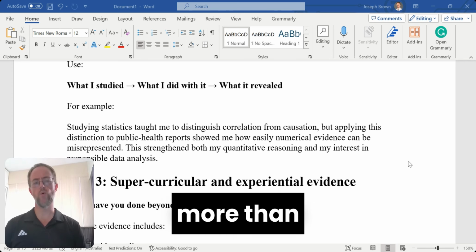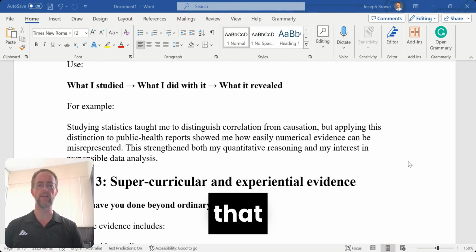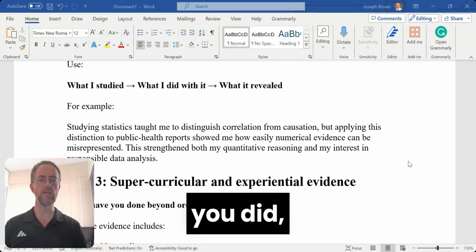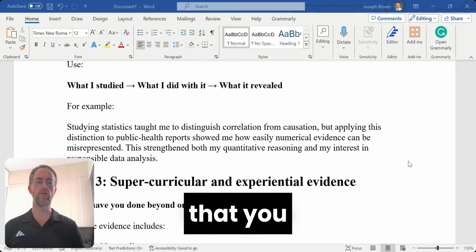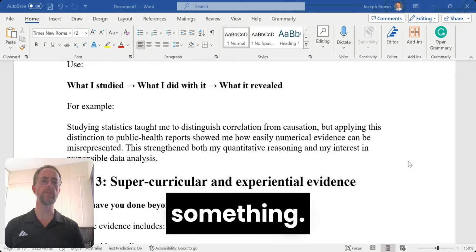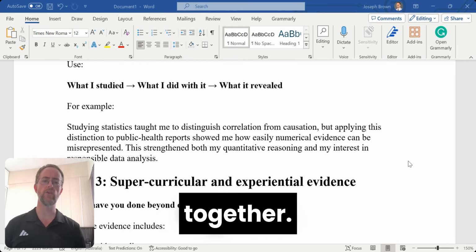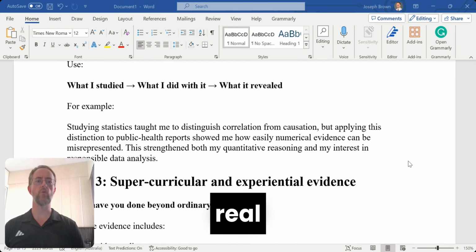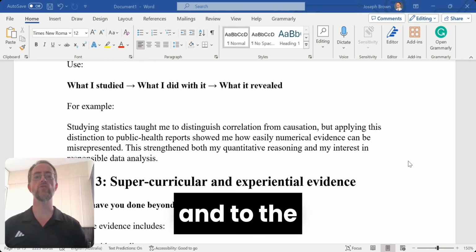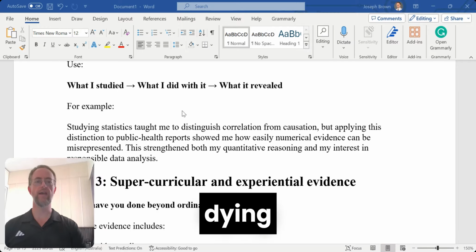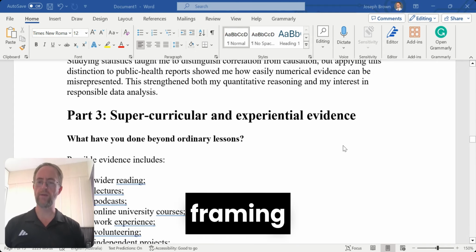This shows so much more than saying I studied maths and I studied chemistry and I studied biology at this level or that level. It's one study that you did applied with some reading that you did with a question of the real world that you have been contemplating that has shown you something. This shows you're a university level student. You can show how things are working together. You're making connections. You're applying it to the real world. You sound like someone who's going to add value to the university and to the subject as a whole. That's what they're dying to hear, and that's what they'd love to hear from you. So, good idea to consider, again, the framing.